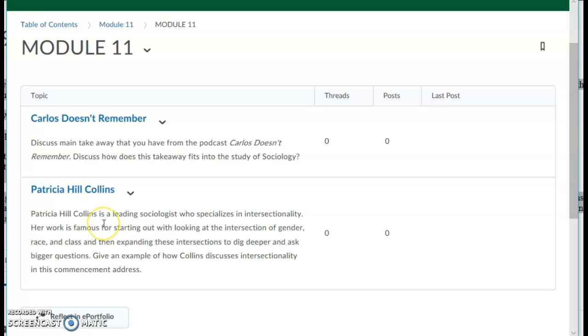And again, Patricia Hill Collins, you're going to take her speech, and she is somebody who specializes in intersectionality. She starts out looking at the intersections of gender, race, and class, and then expands these intersections into deeper questions. So I want you to give an example of how Dr. Collins discusses intersectionality in this commencement address. This is demonstrating that you understand this concept. It's a very complicated concept, but I think it's nice to dive into it in an intro class.